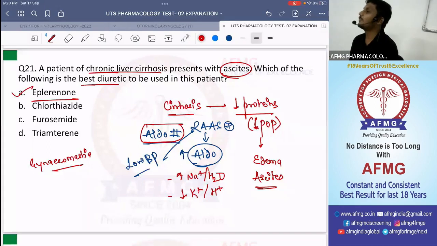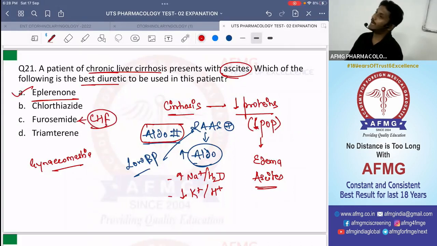No issues with this. If I would have said it is a patient of CHF, and which is the best diuretic in this, then your answer should have been furosemide. No issues with this, anybody? Remember this, okay.